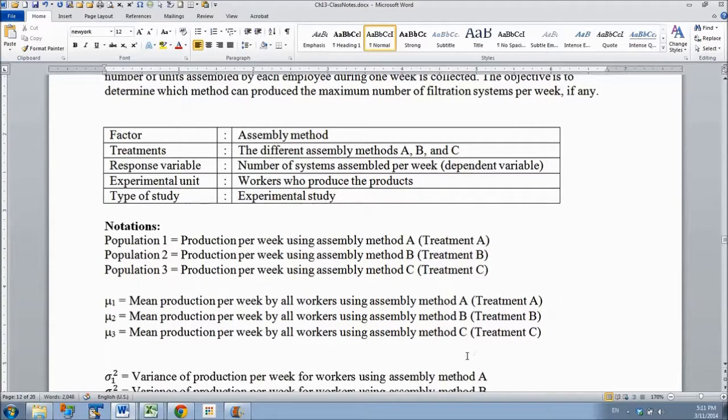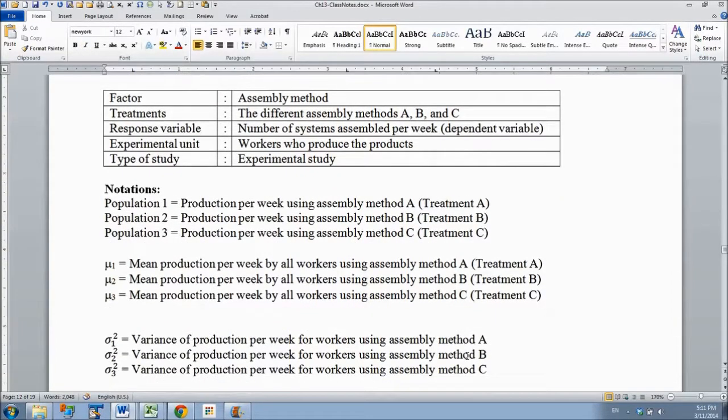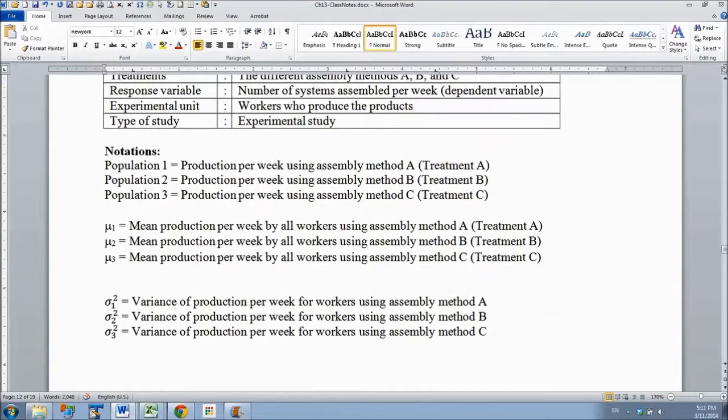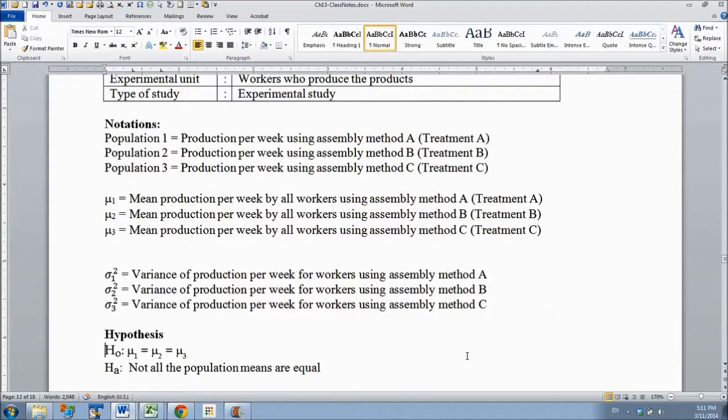Now we have the variance of the 3 populations, method A, B, and C, and of course later we're going to assume that these 3 variances are all equal for us to be able to conduct the hypothesis test. The null hypothesis is that the 3 means are equal and H sub A is that the 3 means are not equal, or at least one mean is different.